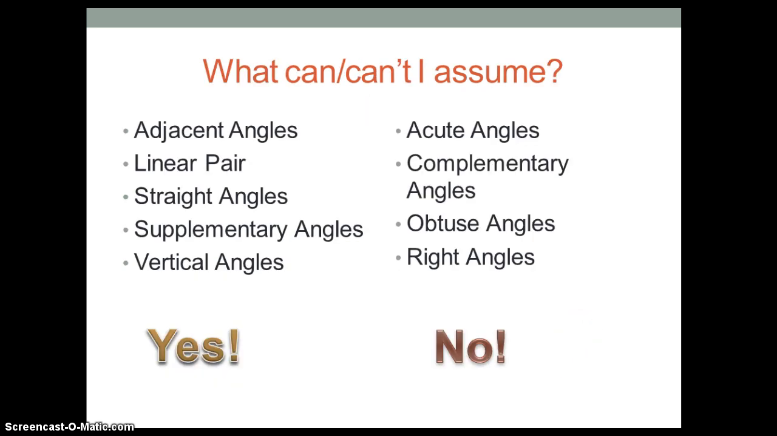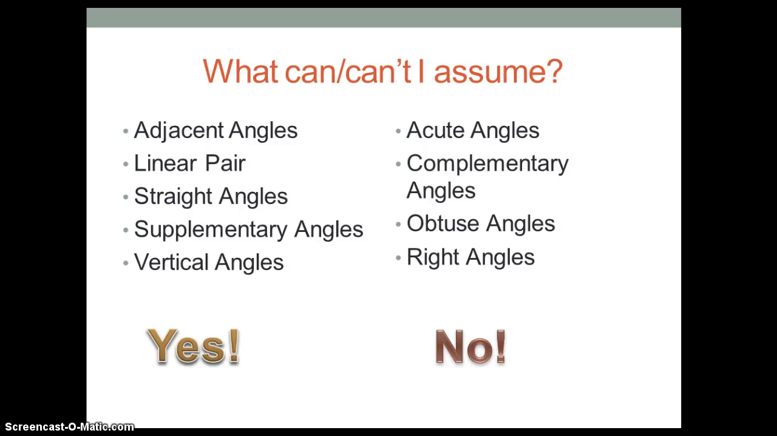So geometry is all about proving things. And there are certain things we can prove and certain things we can't assume. So this first section is things that we can assume. I can assume angles are adjacent. I can assume they're linear pairs. I can assume that angles are straight. They're also supplementary. And I can assume angles are vertical angles. I don't need somebody to tell me that. I can assume it by a drawing or on a diagram.